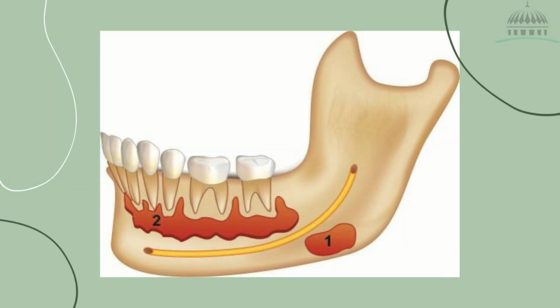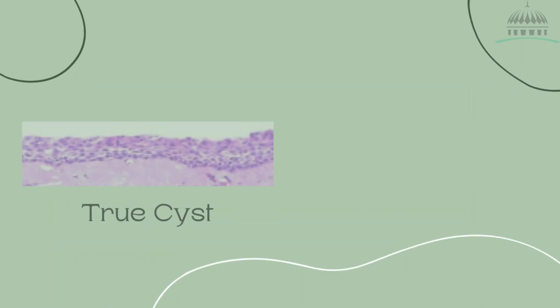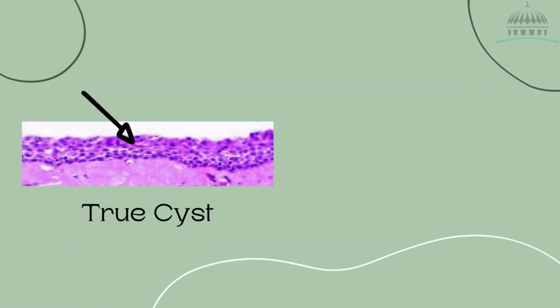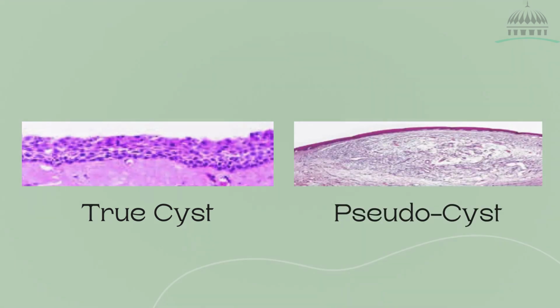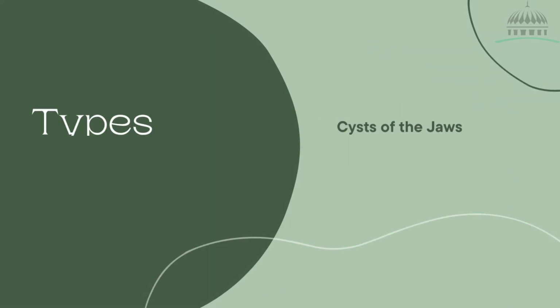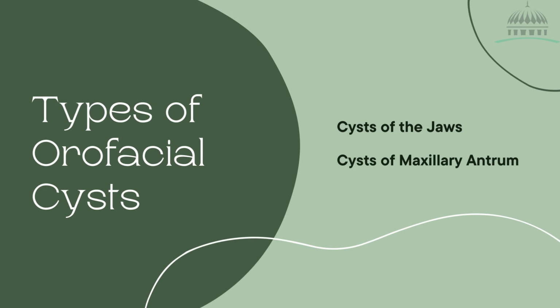It is a fluid-filled cavity lined by epithelium and surrounded by a capsule, usually of fibrous tissue. These cysts can be true cysts, lined by epithelium, or pseudocysts with no epithelial lining. Cysts of the orofacial region are divided into 3 categories: cysts of the jaws, cysts associated with the maxillary antrum, and cysts of the soft tissues of the mouth, face, neck, and salivary glands.